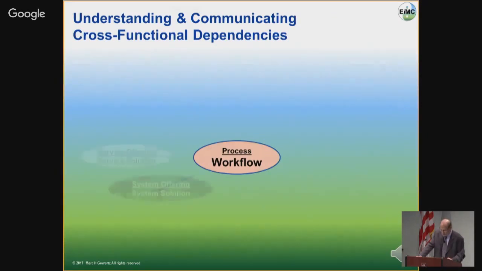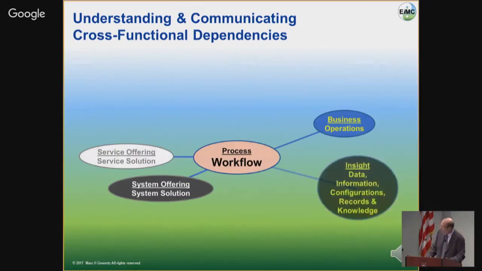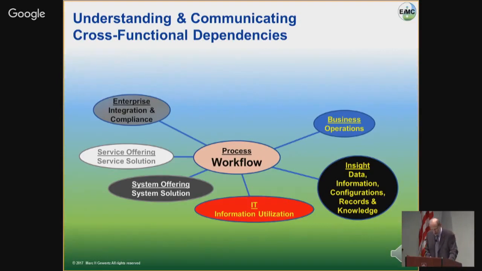For example, the offering of system and service solutions. Workflow in the offering of solutions has relationships with and therefore must also holistically consider the process-related elements of business operations. For example, value stream. Workflow has relationships with all elements of insight and with the insight-related and process-related elements of IT information utilization. All of which has relationships with the overarching needs for the integration of capabilities and resources and compliance with requirements and regulations imposed on all elements of the enterprise.